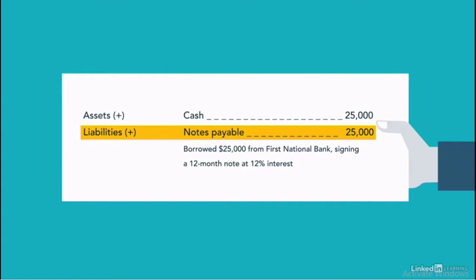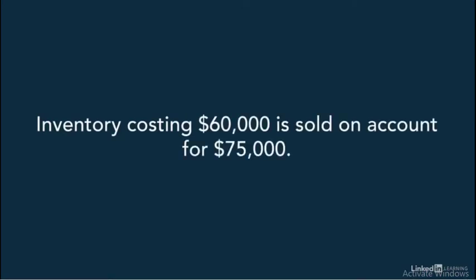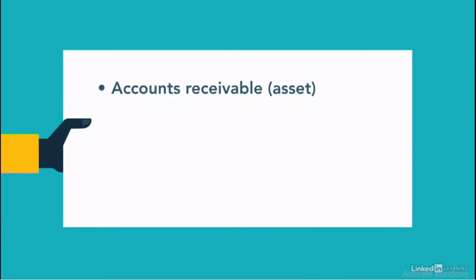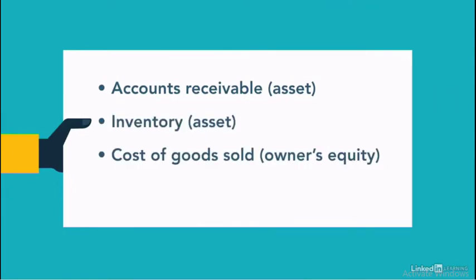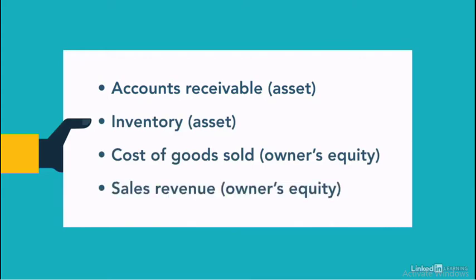Now, this 3-step process will always work, even for complex transactions. Consider the case where inventory costing $60,000 is sold on account for $75,000. Using the 3-step process results in the following. Question 1. What accounts are involved? Well, accounts receivable, that's an asset. Inventory, that's also an asset. Cost of goods sold, well, that's an expense, part of owner's equity. And sales revenue, a revenue account, also part of owner's equity. So we've got our 4 accounts.